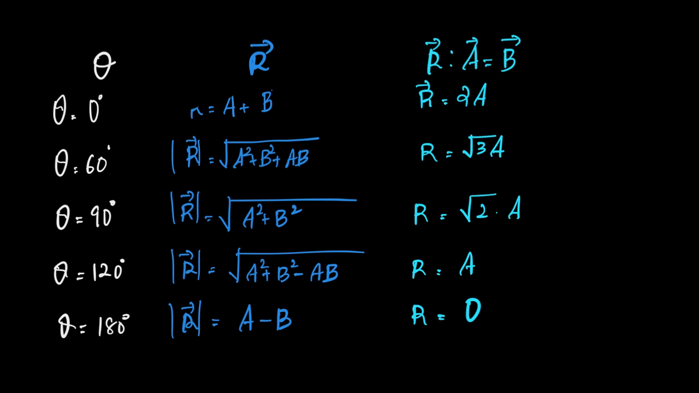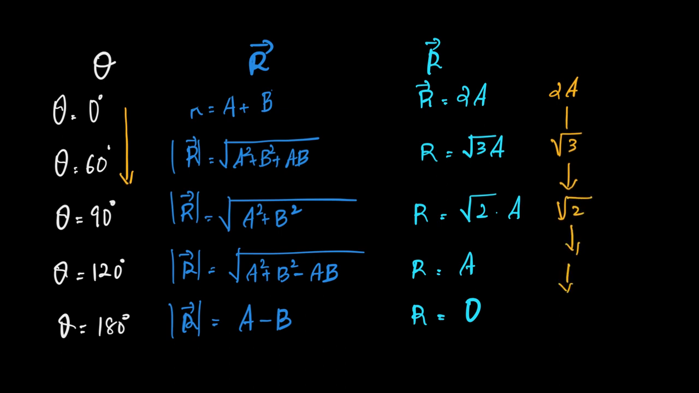If you just understand the primary logic here, when theta increases, r moves from 2a to root 3a, then to root 2a, then to a, and eventually to 0.